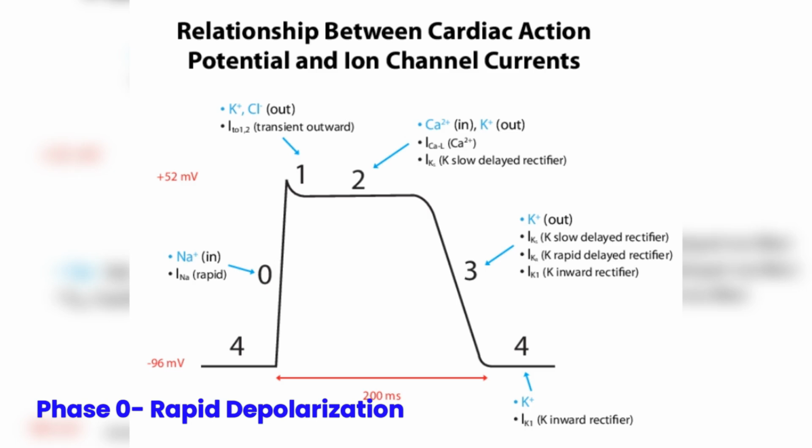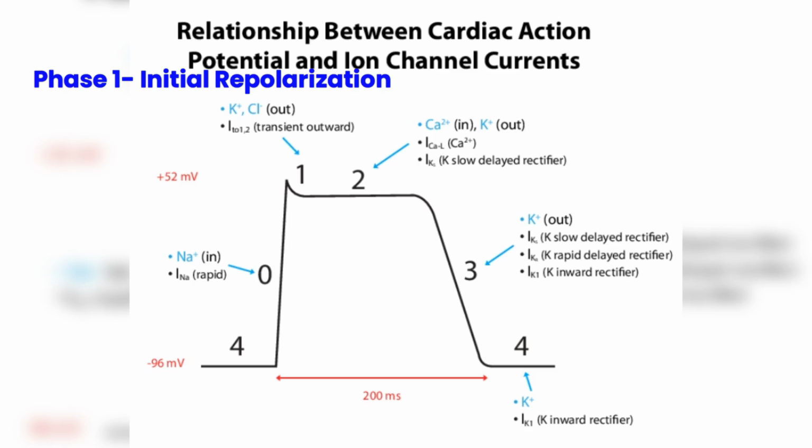Phase 0. Rapid depolarization. This phase involves the rapid influx of sodium ions through voltage-gated sodium channels. This influx of positive charge causes the cell membrane to depolarize rapidly, initiating the contraction of the heart muscle. Phase 1. Initial repolarization. Following the rapid depolarization, there's a brief initial repolarization due to the transient opening of potassium channels, allowing some potassium ions to leave the cell.